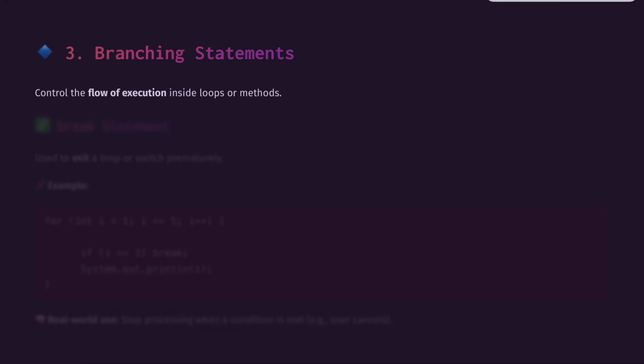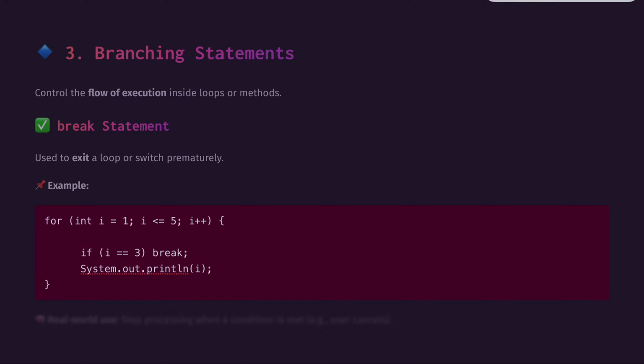The first branching statement is the break statement. This is used to exit a loop or a switch prematurely. We saw in the case, for example, this statement in the for loop.